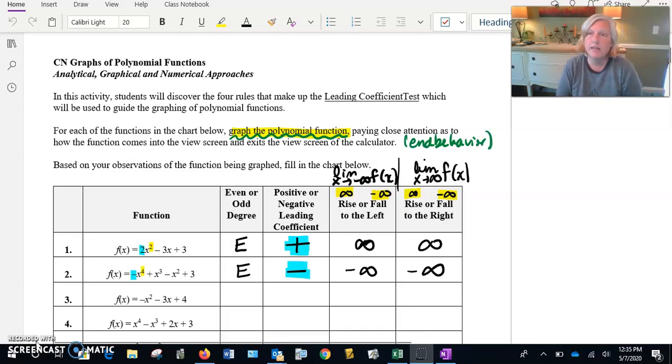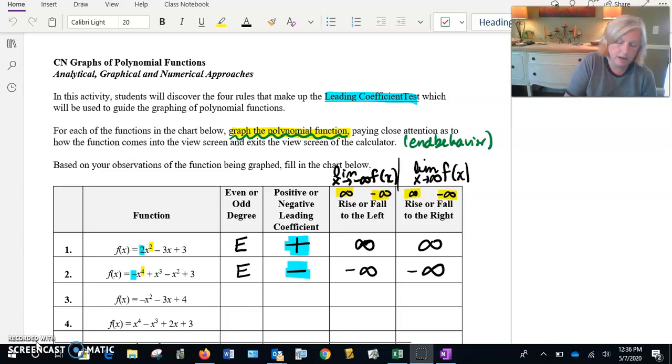That end behavior is going to be very important, and we're going to tie that end behavior to the leading coefficient. This is basically the leading coefficient test. It should be fairly straightforward. I did go ahead and complete the first two for you, just so you could see what I'm looking at. And I'm a little lazy, so instead of writing out the words even or odd, I'm just using E and O.